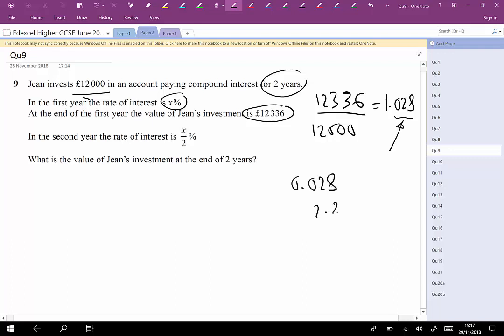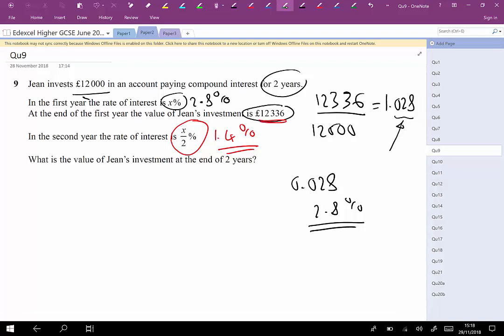That number on the end there, 0.028, is 2.8%. That's the money that got added into her account. So the interest rate in the first year was 2.8%. In the second year, the interest rate was half of that. So half of that is 1.4%. What's the value of Jean's investment at the end of the 2 years? So we've used the value at the end of the first year to work out what the interest rate was, and then to work out the interest rate in the second year as well.